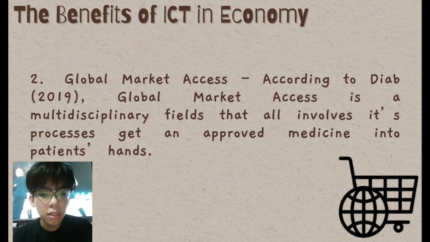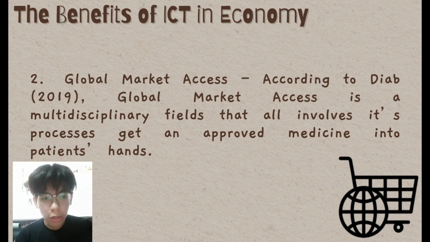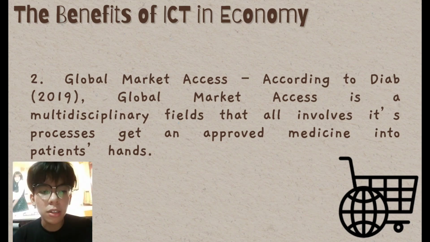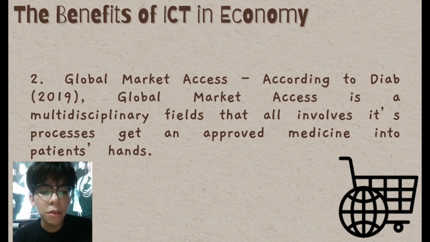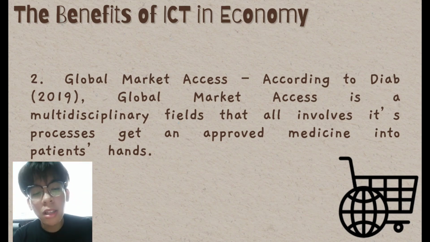Global market access. According to Diab, global market access is a multidisciplinary field that involves all the processes to get an approved medicine into patient hands. This work includes working with public health systems and private insurance companies to gain coverage for our medicines, creating sustainable contracts, generating health economics and real-world evidence, and communicating the value of Novo Nordisk's products. Before a medicine can be picked up at pharmacies, prescribed by doctors, or even advertised by sales representatives, there are many vital steps that need to take place. This is where market access comes in.